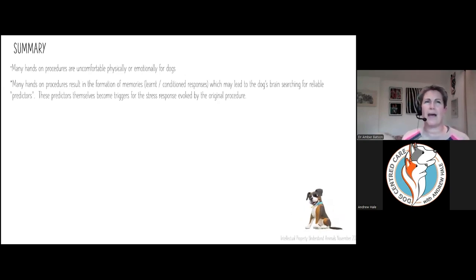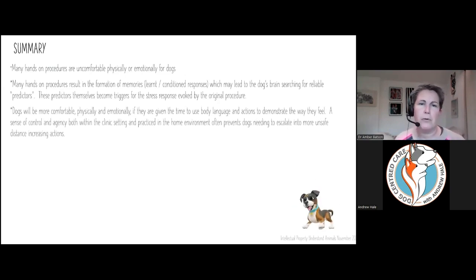What predicted that? Because if what predicted that was having this thing placed against my chest wall, or being lifted onto a table, or having the scruff of my neck lifted up, then the brain is saying, well, when you detect that particular stimulus, react then. Don't wait till the actual negative occurs.